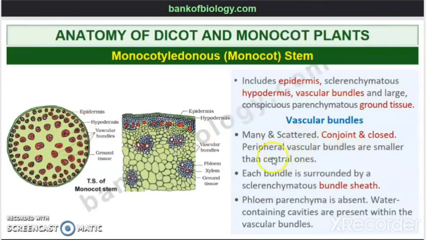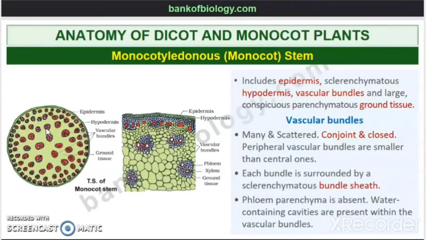And how are the peripheral vascular bundles? These are smaller. You can see it here, right? So these are smaller than the central ones. The central ones will be a little bigger than the peripheral vascular bundles. And each bundle is surrounded by a sclerenchymatous bundle sheath. Okay, so each of these vascular bundles is surrounded by a sclerenchymatous bundle sheath.